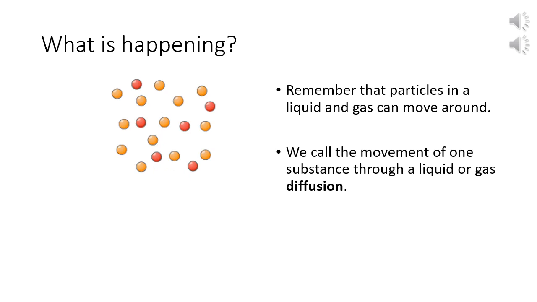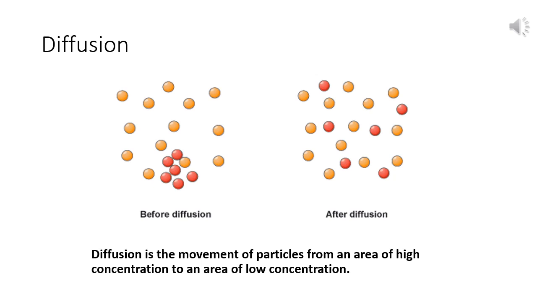So particles in a liquid and gas can move around, and we call the movement of one substance through a liquid or through a gas diffusion. And you can see here that the red particles have now moved through the orange particles so that they are spread out. And here is our definition of diffusion. We did this last lesson. If you remembered this from your starter activity, very well done. Diffusion is the movement of particles from an area of high concentration to an area of low concentration.